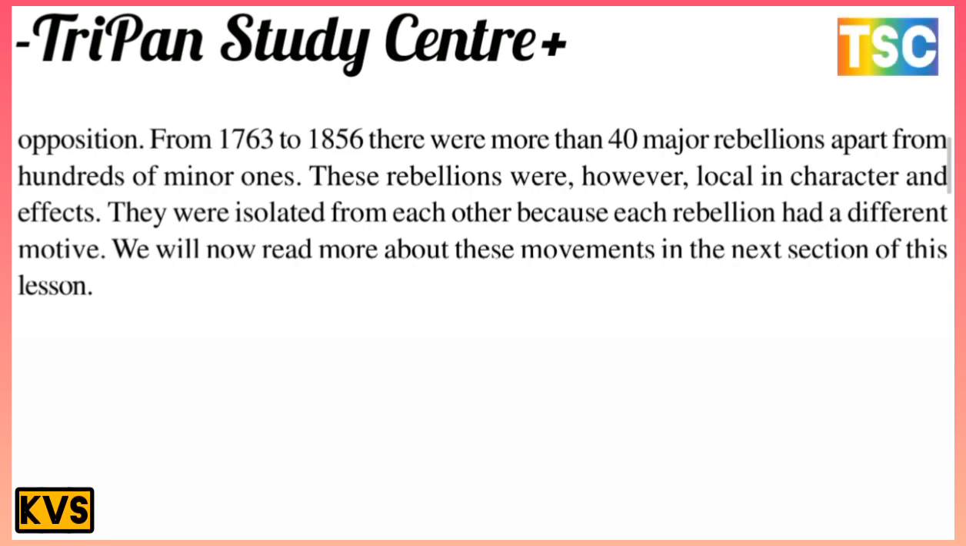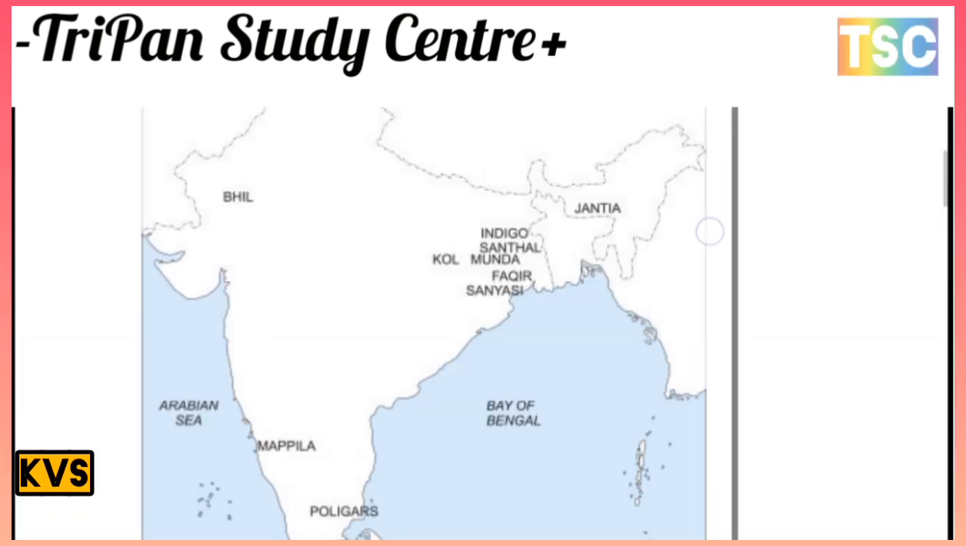There were more than 40 major rebellions, apart from hundreds of minor ones. These rebellions were, however, local in character and effects. They were isolated from each other because each rebellion had a different motive. We will now read more about these movements in the next section of this lesson.